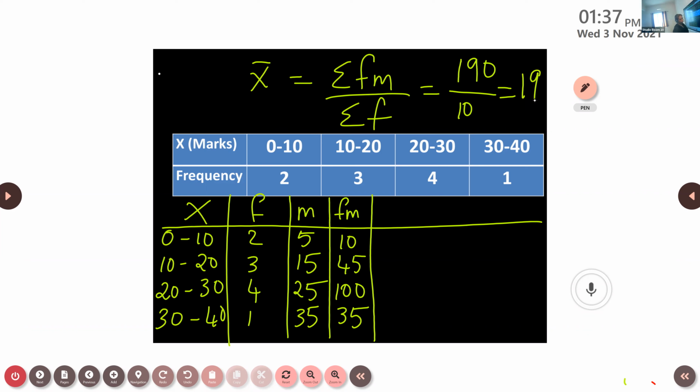So what should be the next column, Abhilash? D should be the next column. How to find that? M minus X bar. Yes, M minus X bar, so find that now. You know what M is, the M column is given. X bar you have, 19. So M first one is 5, 5 minus 19. Like that, find out the answers for D.